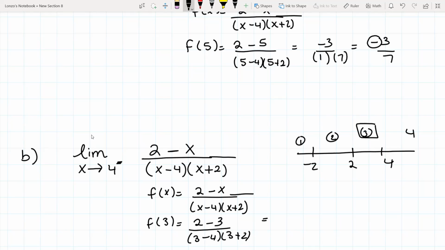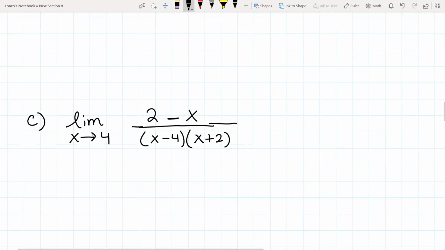Okay, so on the numerator, 2 minus 3 is -1. 3 minus 4 is -1. 3 plus 2 is 5. So I get -1 over -5, which is positive 1/5. Now, we don't care about the number, we only care about the sign. 1/5 is positive, so you're going to put a plus here. Okay, so this concludes the limit as x approaches 4 from the left is going to be positive infinity.